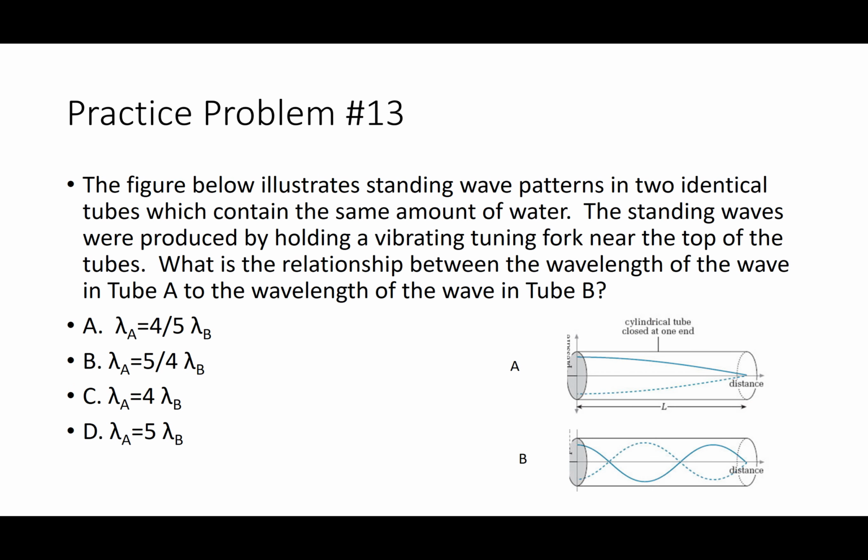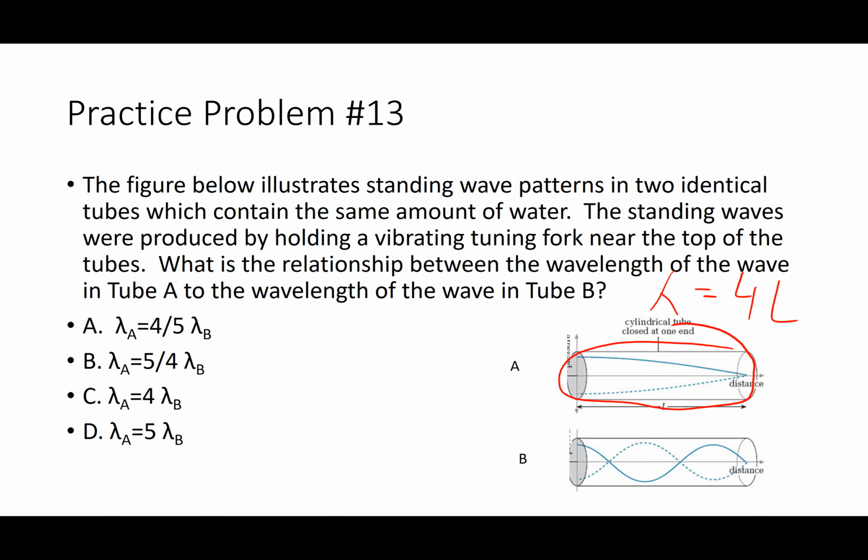All right, so practice problem 13. The figure below illustrates standing wave patterns in 2 identical tubes which contain the same amount of water. The standing waves were produced by holding a vibrating tuning fork near the top of the tubes. What's the relationship between the wavelength of the wave in tube A and the wavelength of the wave in tube B? Well, notice in tube A, our standing wave is essentially just 1/2 of one loop, which means we're looking here really at 1/4 of one wavelength, which means the wavelength of this wave is essentially 4 times the length of the tube. We'll say 4 times L.